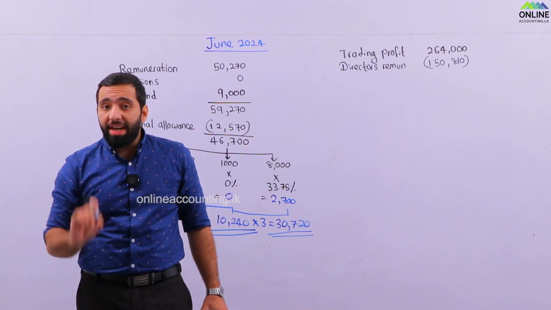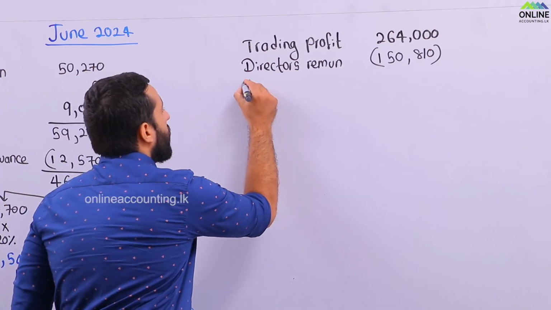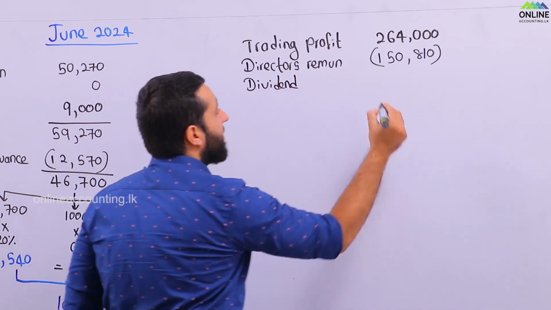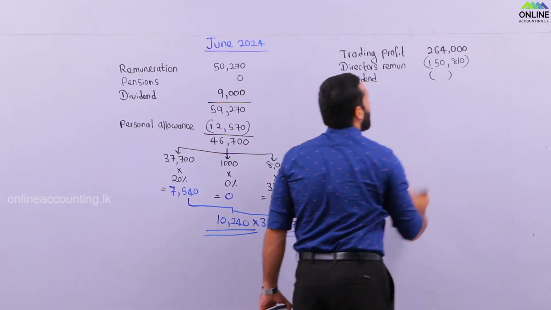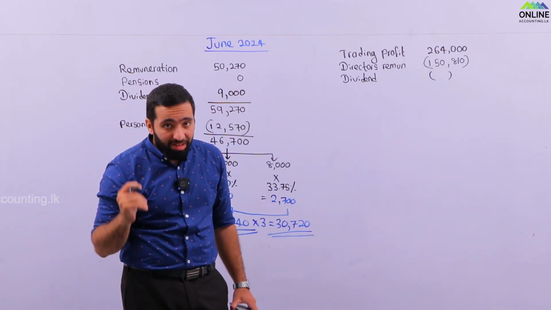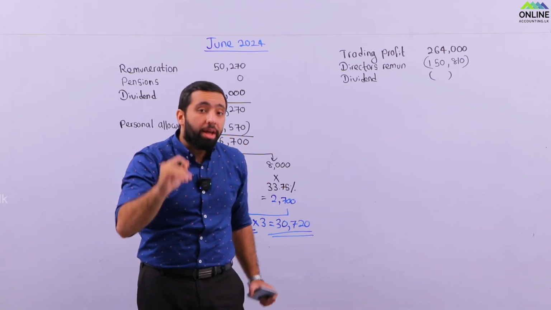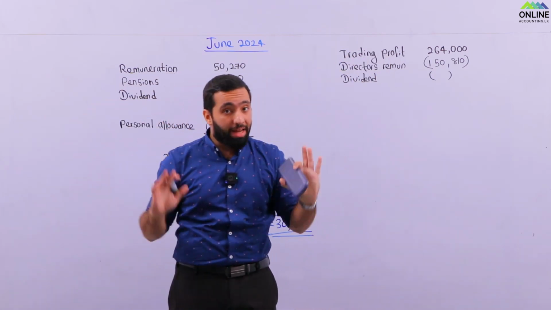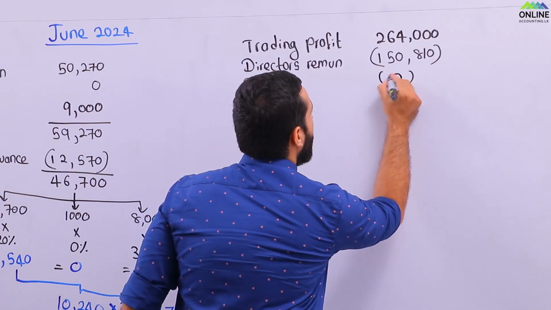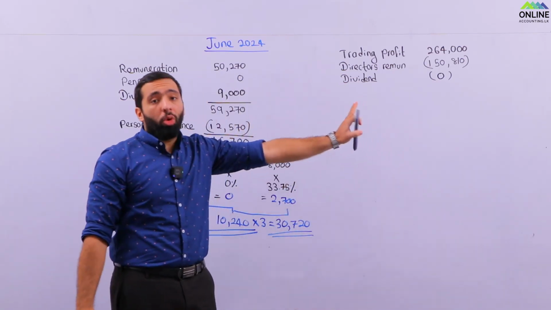Yes, there is a dividend here. Will you reduce the dividend? I want to know, is it a deductible expense? Dividend, is it a deductible expense? No. To arrive at the taxable income, you can never deduct dividend. Dividends are paid from the post tax profits. That is very important. Make sure you remember. So dividend you can never reduce, so make sure you show it as 0.